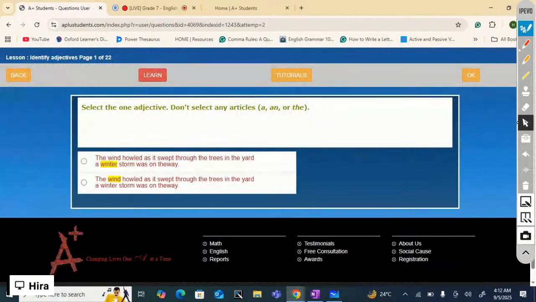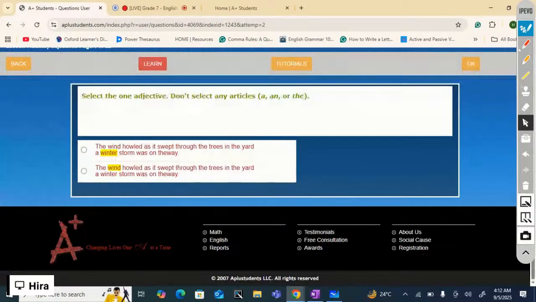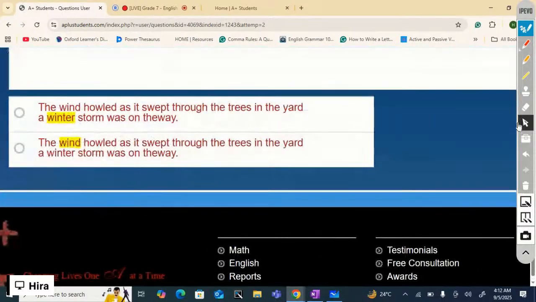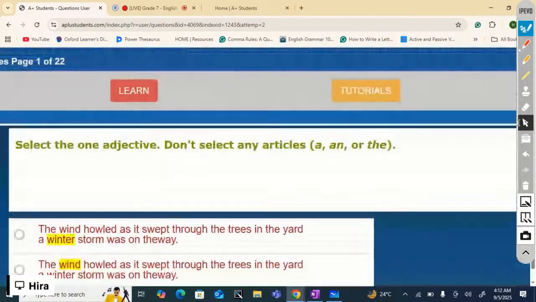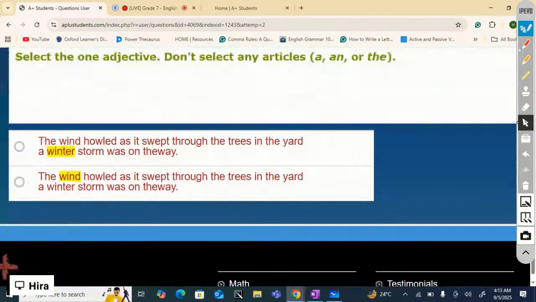Select the one adjective, don't select any articles. The first sentence: the wind howled as it swept through the trees in the yard. A winter storm was on the way. In which sentence is the adjective highlighted? You have to select the adjective: winter or wind. Well, it's used as winter storm. What kind of storm? The noun: winter storm. So winter is an adjective.